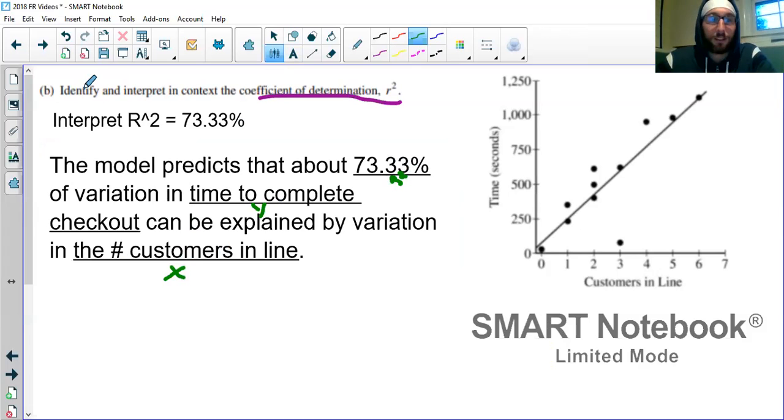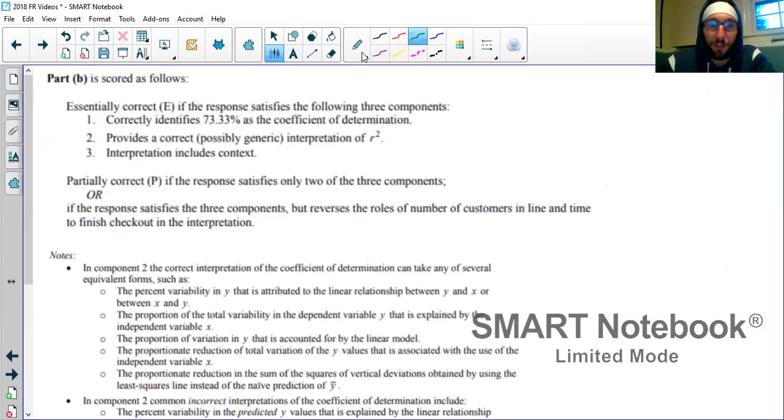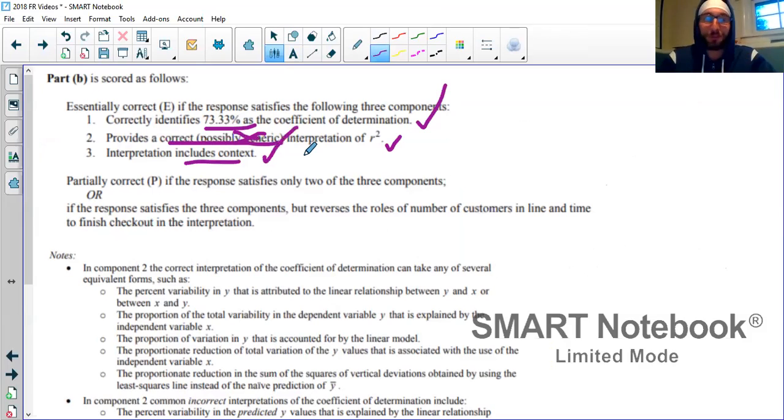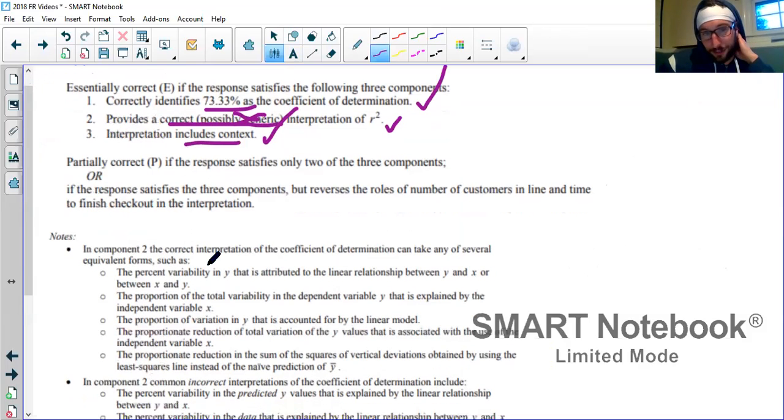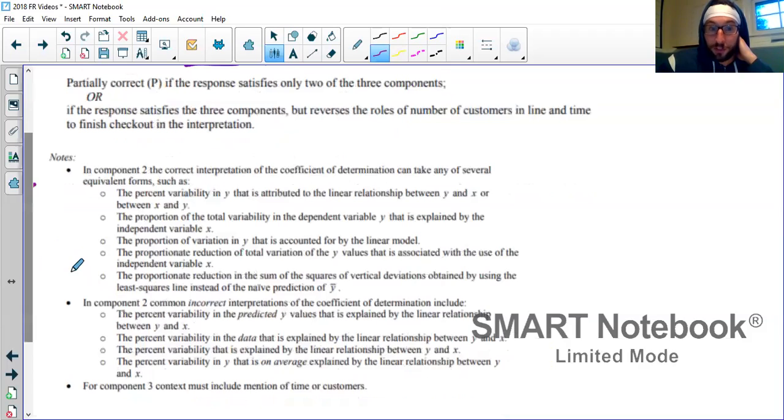That's it. So let's see. Got the right number. We didn't pick that r squared adjusted. Correct, possibly generic interpretation. Ours is correct, but we don't want generic. We always want that context. We're using a generic structure, but it allows us to infuse context into it. See any notes down here? I just like to show this. This is just a lot of different ways you could say this. So I would definitely pause and take a look through here.